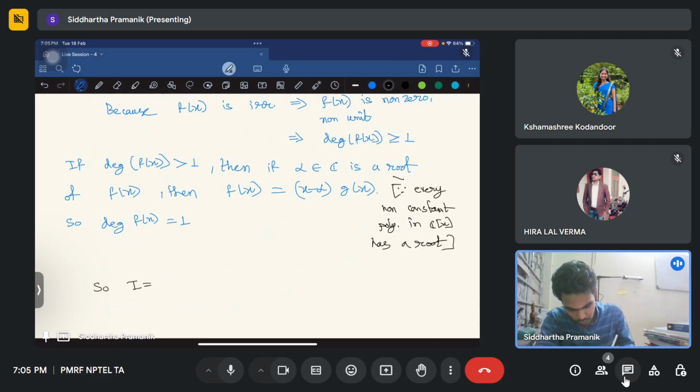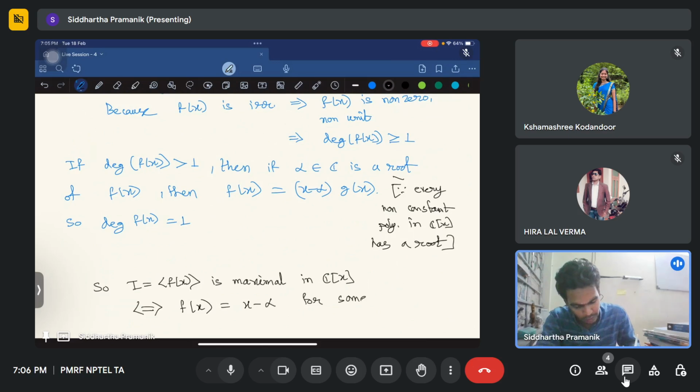So I, the ideal generated by f(x), is maximal in C[x] if and only if f(x) is equal to some x minus alpha. Meaning it has degree 1, so it must be of this form for some alpha belonging to C. Did you get this?